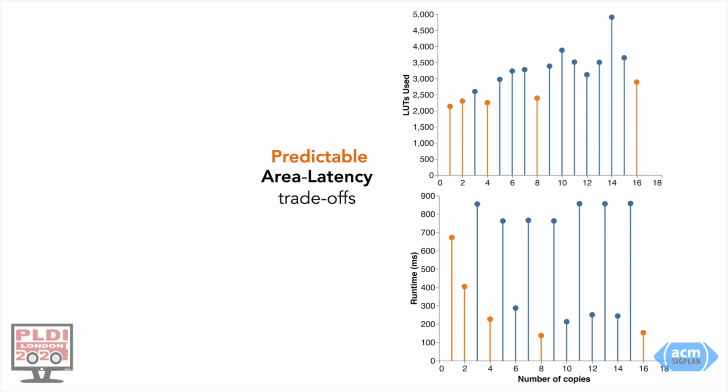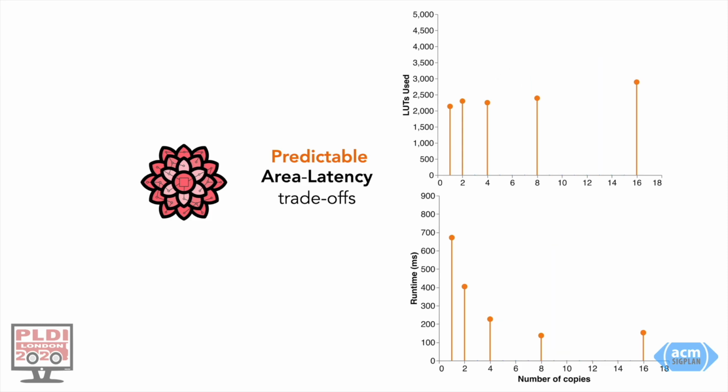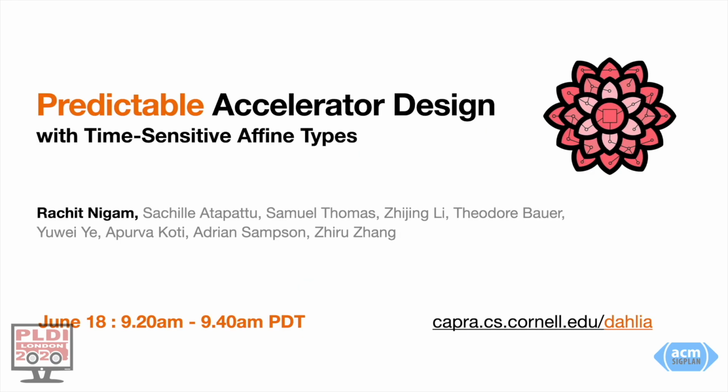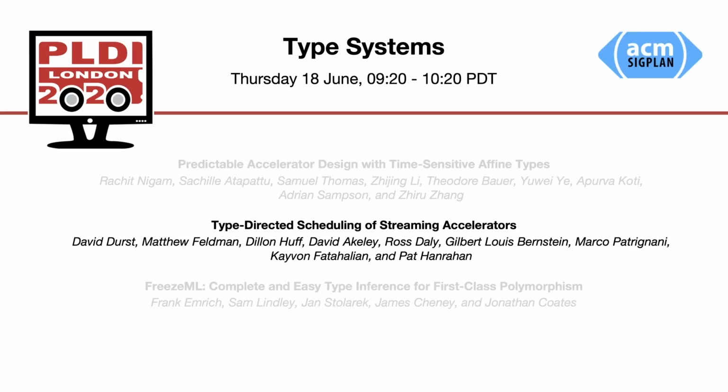So I did what anyone would do and created a programming language that can statically reject unpredictable design points by modeling the physical constraints of hardware using an affine type system enriched with the notion of logical time. Come see my talk on this.